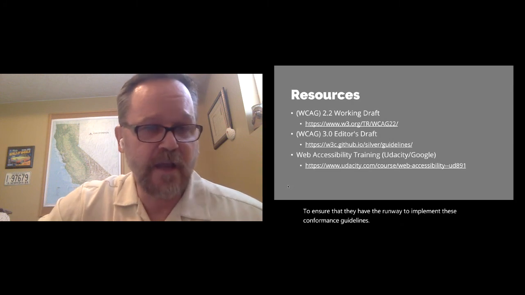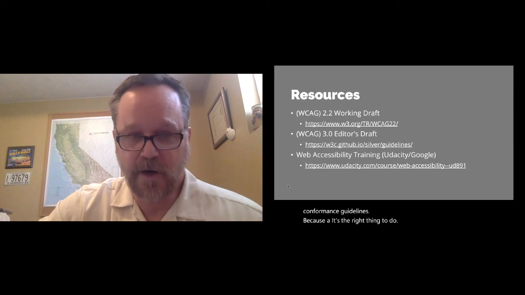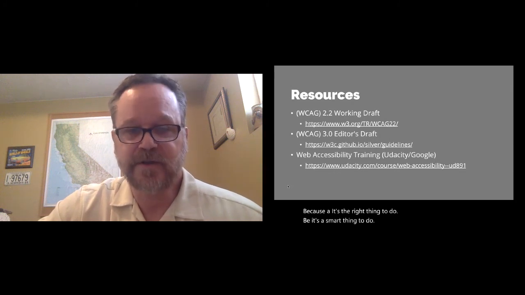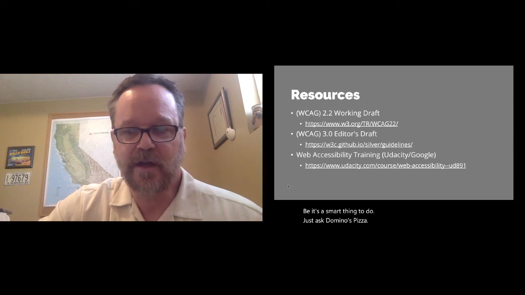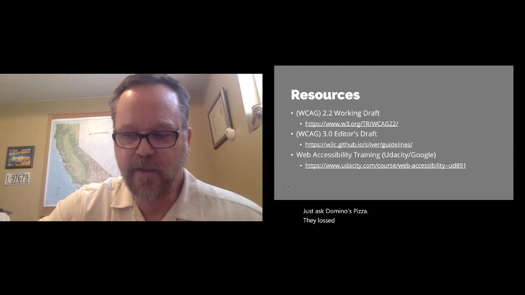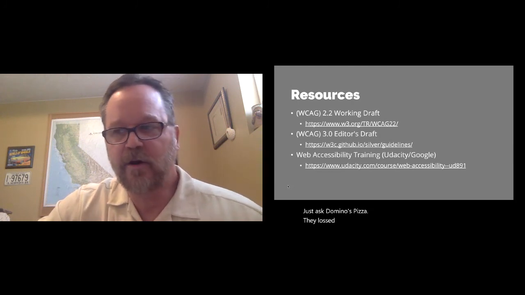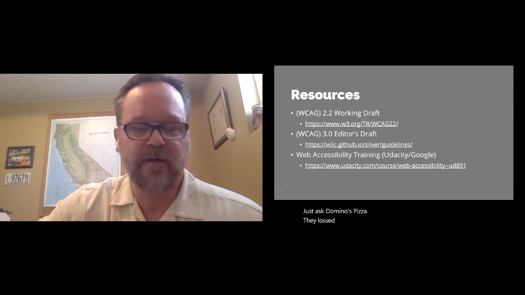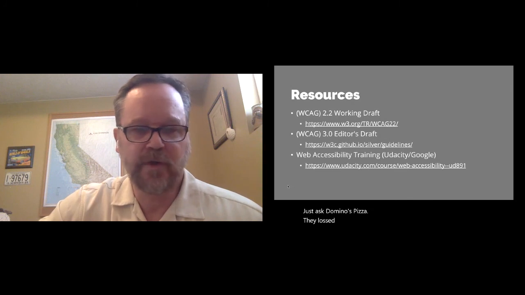Because A, it's the right thing to do. B, it's a smart thing to do. Just ask Domino's Pizza. They lost an accessibility lawsuit that went to the Supreme Court. And there are roughly 2,500 lawsuits annually. You don't want to be one of them.